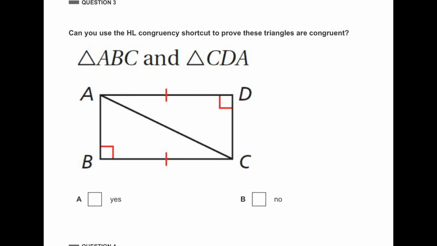This next one, since AC is equal to itself and then AD is congruent to BC, yes, we can use the HL congruency shortcut since these are right triangles and the hypotenuse and one of the legs correspond.